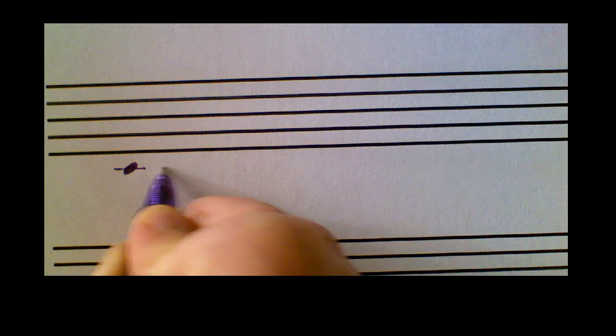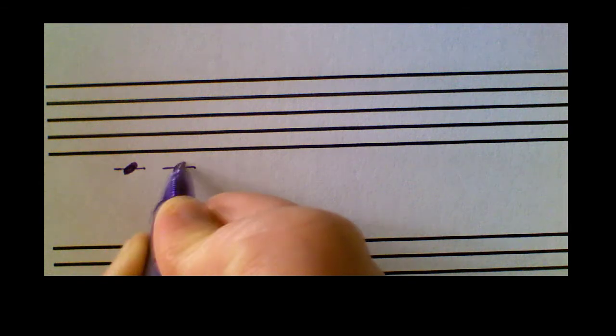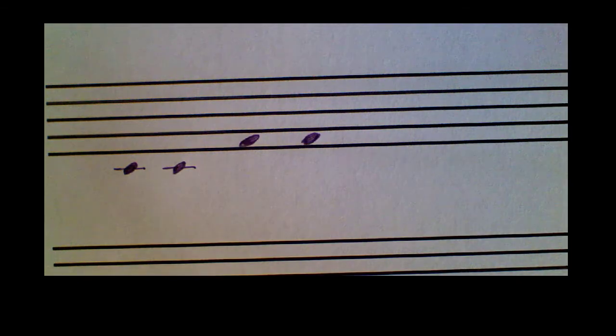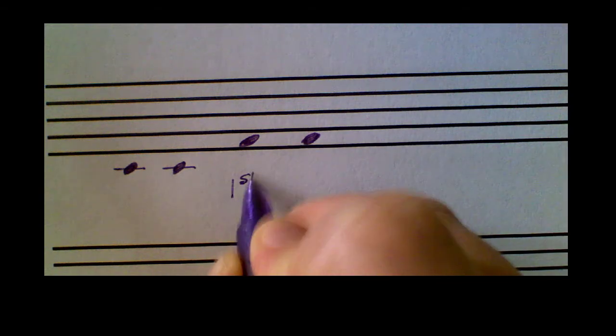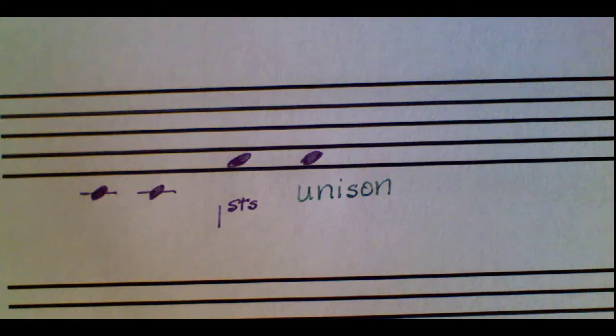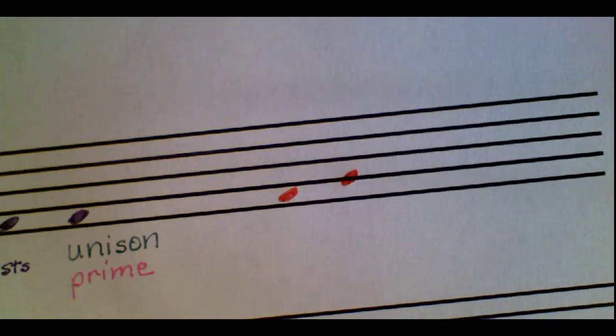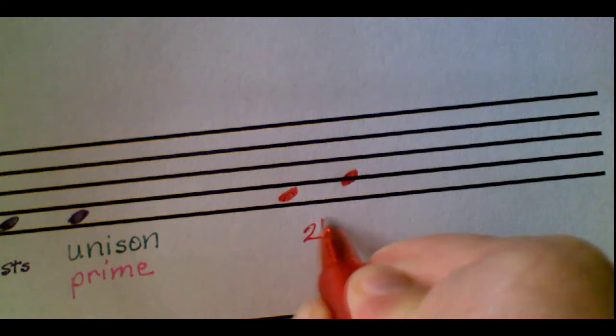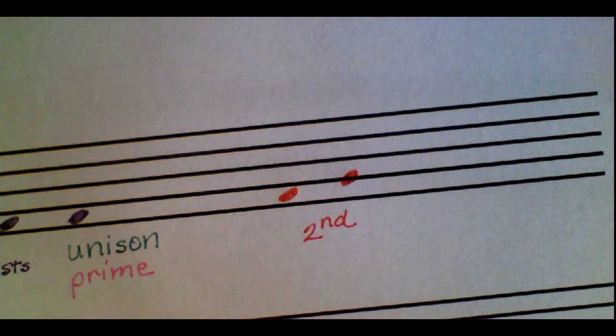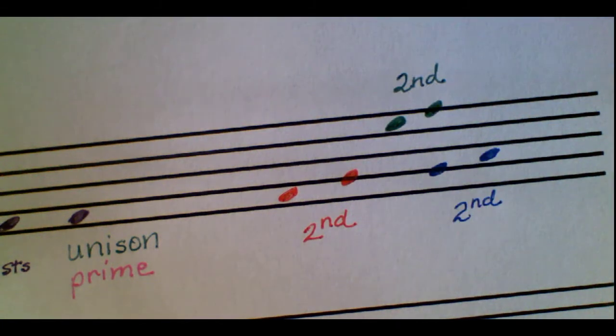I'm going to use a document camera to demonstrate the rest of this lesson. Notes on the same line or in the same space are called unison. We also call them unison or prime. When one note is in a space and the other note is on the line immediately above or below it, that's a second. All of these are examples of seconds.